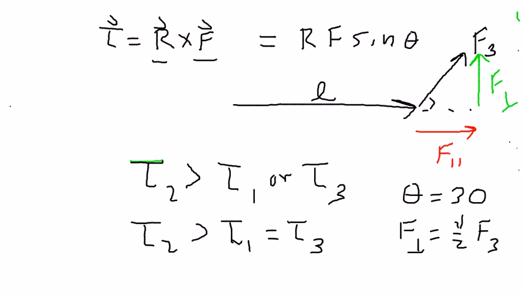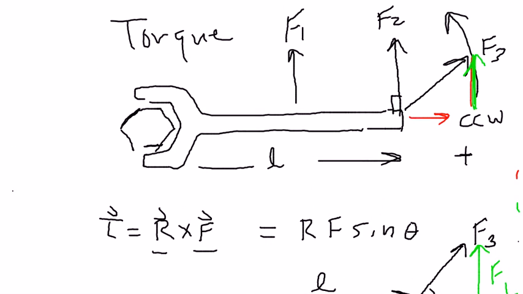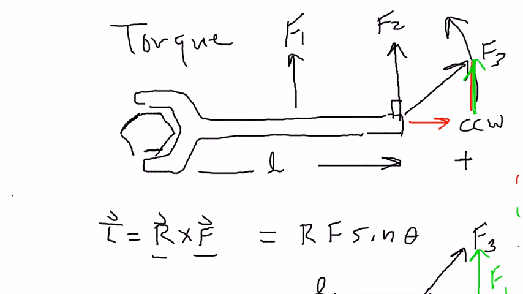Going back, you'll see that in this case this one has a radius vector of L over 2, and this one here has a force perpendicular, which is half of force 3. So assuming all these forces are the same.